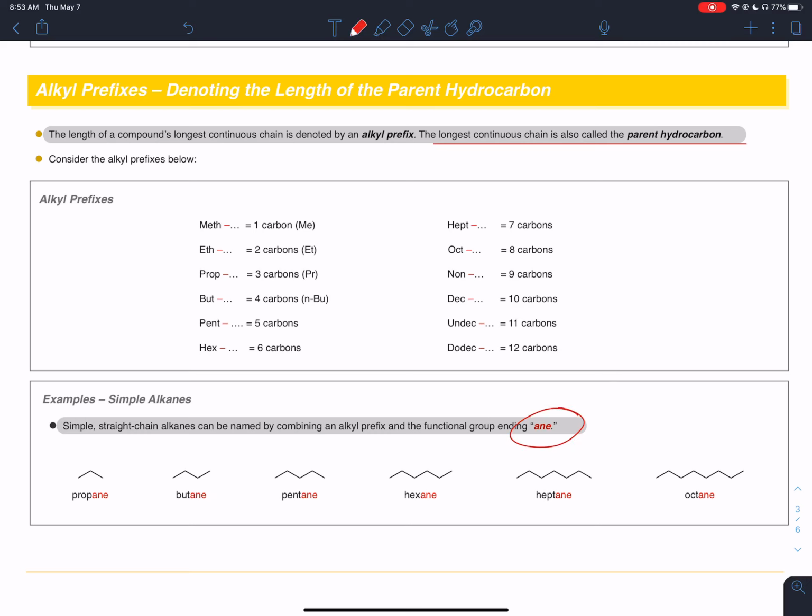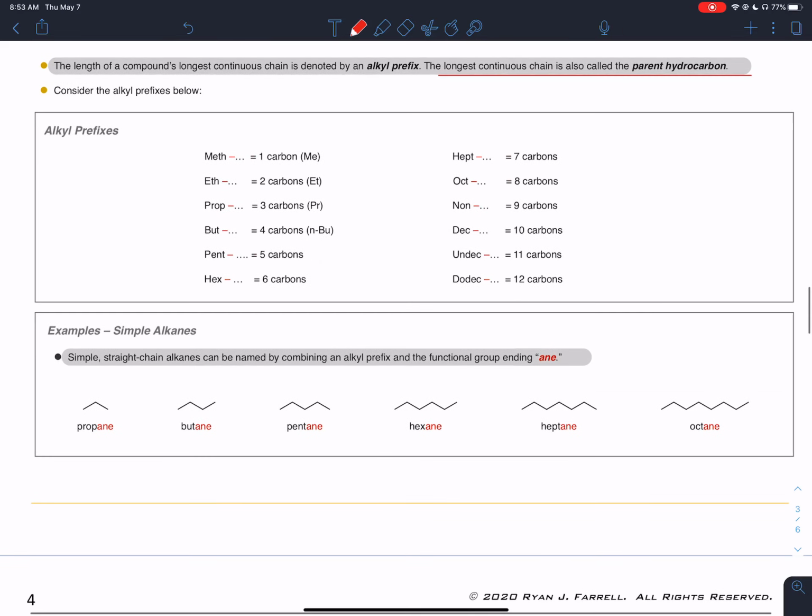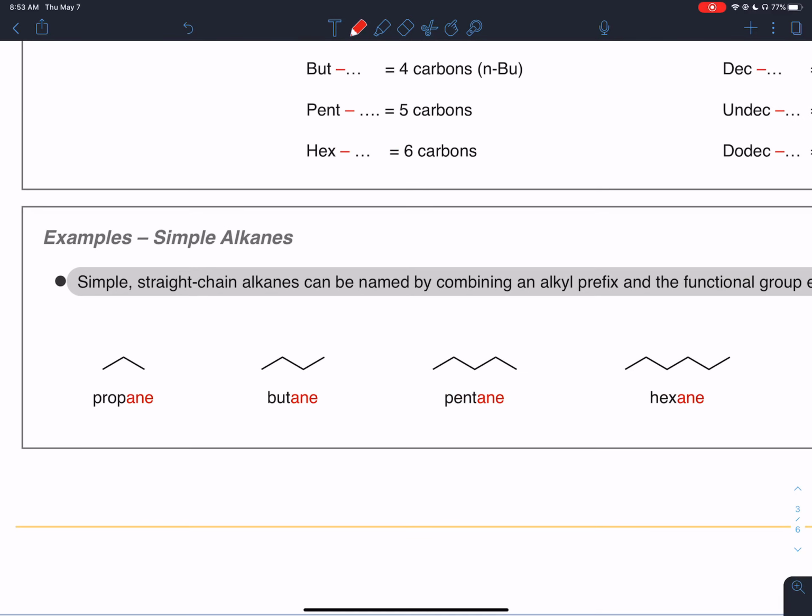-ane is the functional group ending for a simple alkane. So I've just given you some examples down here. We have propane, a 3-carbon alkane. So we use prop to denote the 3 carbons and ane for the functional group ending. Butane is 4 carbons. Pentane is 1, 2, 3, 4, 5, pent-ane.